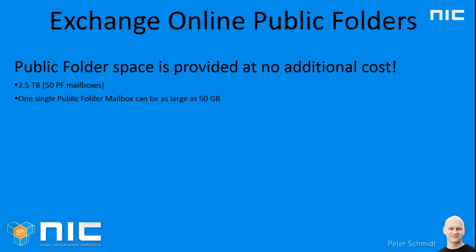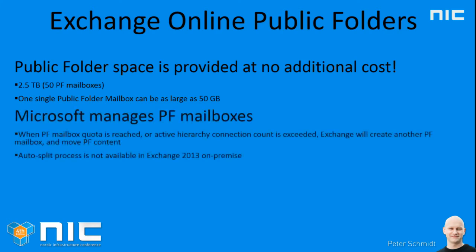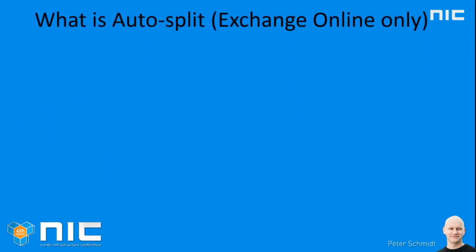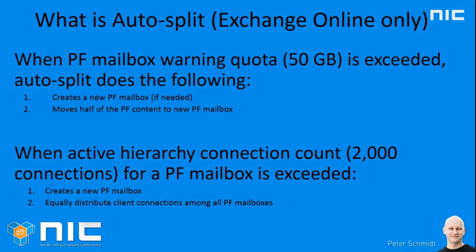And again, Microsoft is limiting based on the way they manage things in Exchange Online. They are handling all the auto-splitting of the public folders. So depending on the amount of connections that we have on Exchange, or depending on the amount of data we have in a single public folder mailbox, that public folder mailbox will automatically be split. And the way they do that is they take half of the content of your public folder mailboxes and split the content into 2.